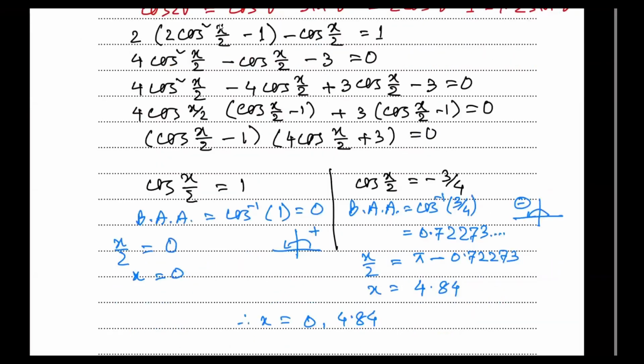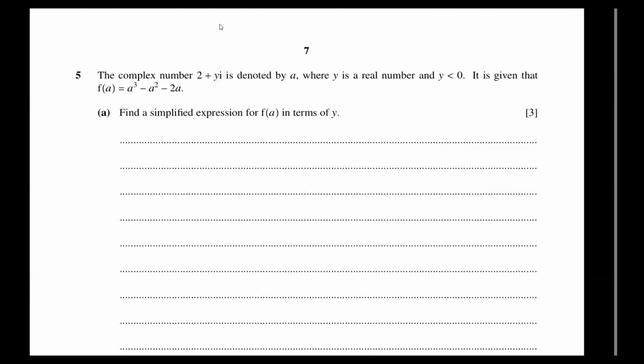Now, this is question number 5. We see the complex number 2 plus yi is denoted by a, where y is a real number and y is negative. It is given that f of a is a cube minus a square minus 2a. Find a simplified expression for f of a in terms of y.